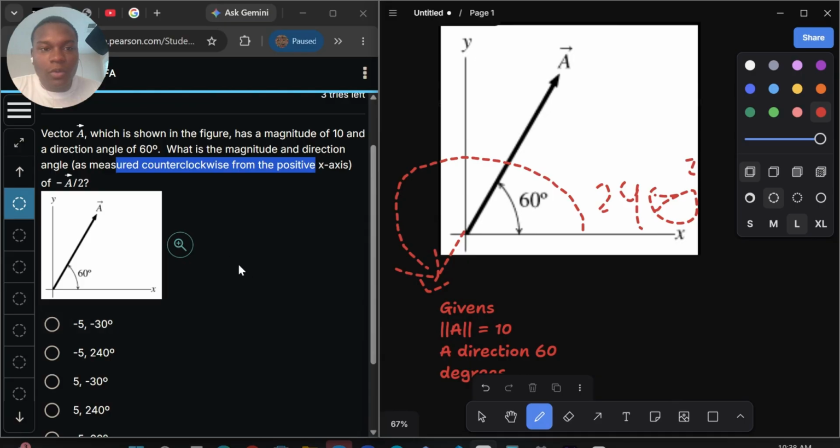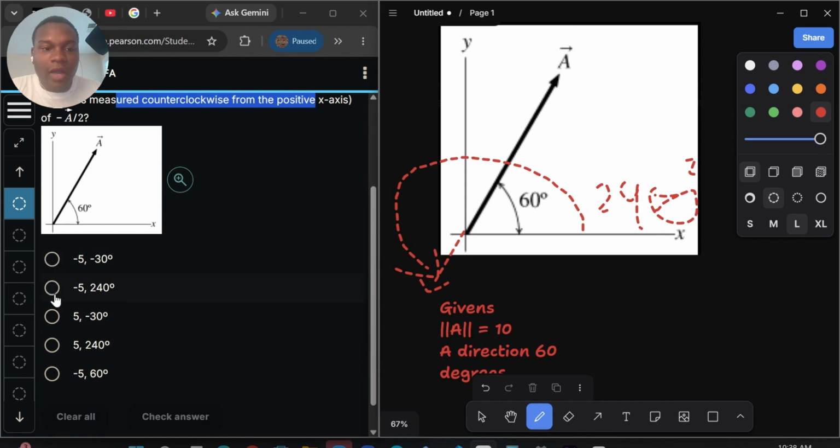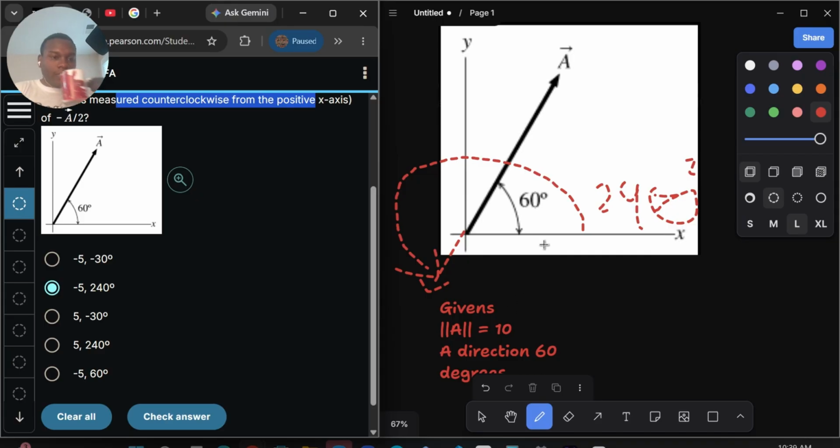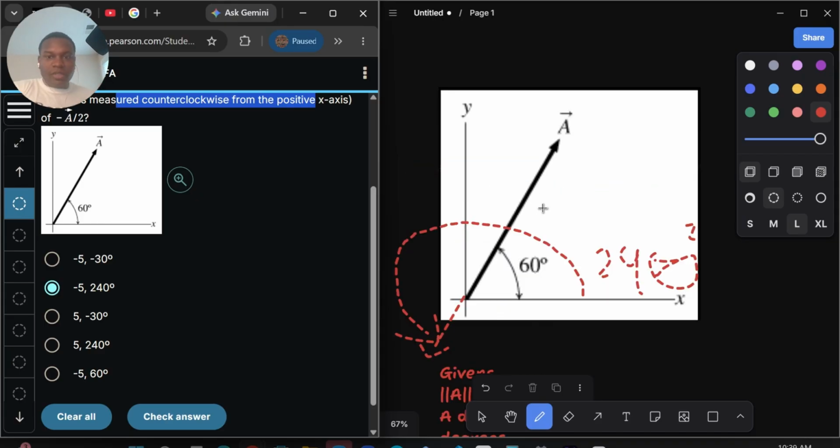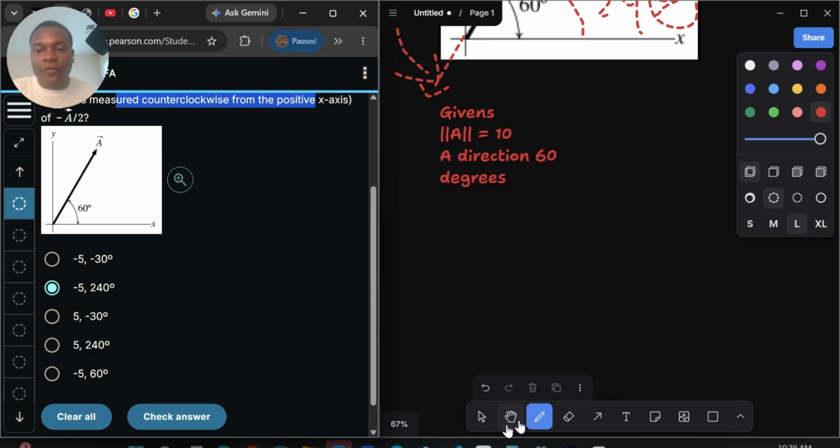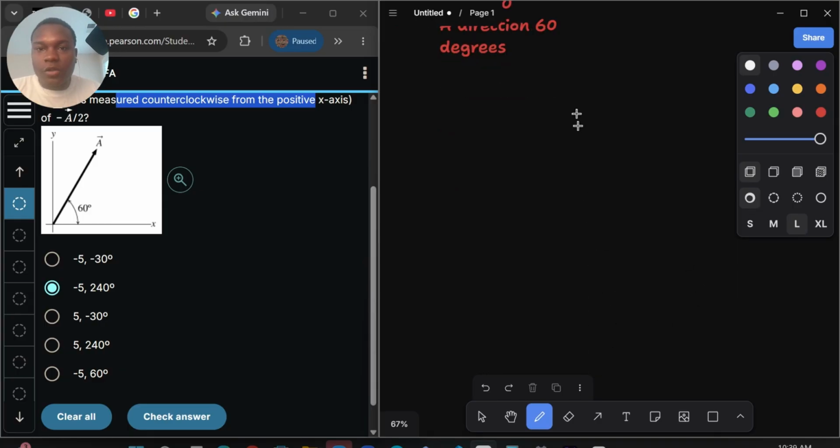Divided by 2, the magnitude would still be 10, making it negative, but divided by 2 would be negative 5, 240 degrees. I want to say that sounds right, but let's go into further detail real quick. So what we're gonna do is make a Cartesian coordinate plane, in quadrants.